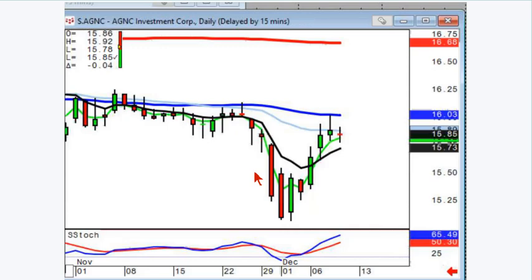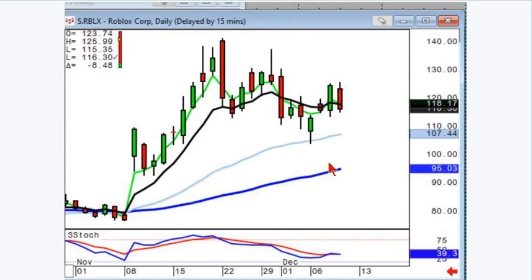Agnes, you can stay long now that it's reversed and doing kind of a scoop pattern. And it should be paying a relatively good dividend yield. Roblex, that's a nothing chart now. You're sideways. I'd be someplace else.